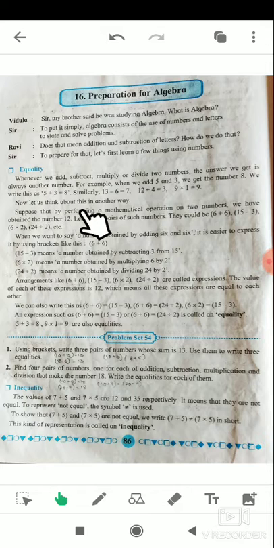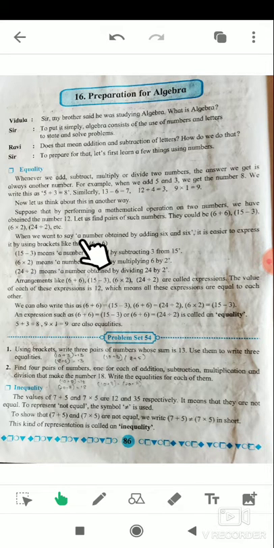Now let us think about this in another way. Suppose that by performing mathematical operations on two numbers, we have obtained the number 12. Let us find pairs of such numbers. They could be 6 plus 6 equals 12, and 15 minus 3 equals 12, and 6 multiplied by 2 equals 12, and 24 divided by 2, the answer is 12. So the answer 12 is found in four different ways, which is called the equality.